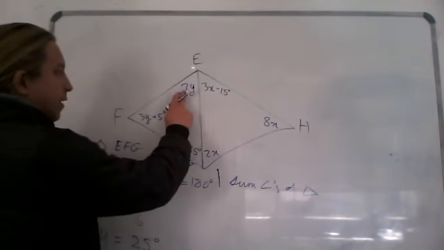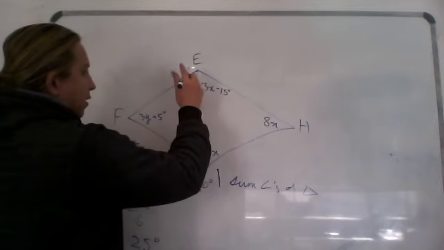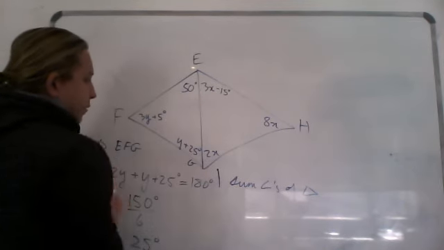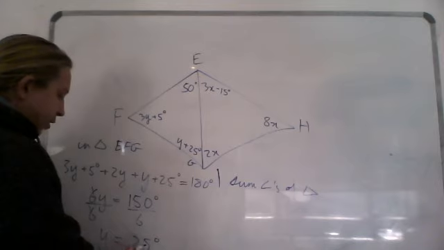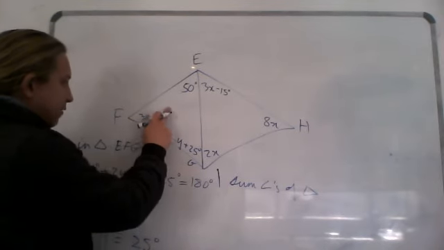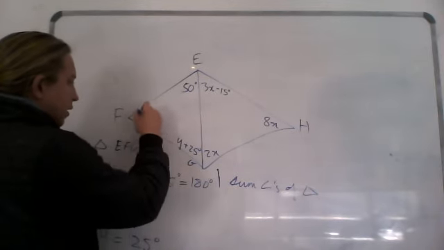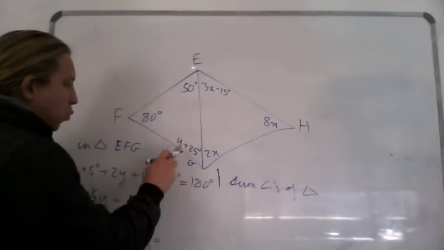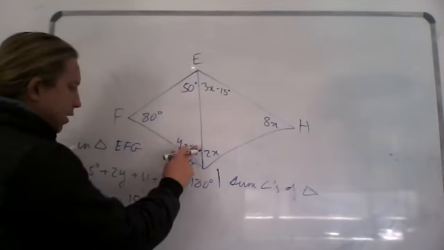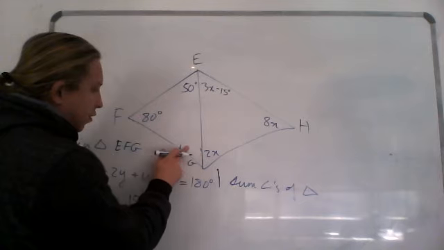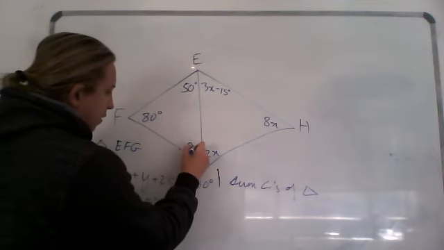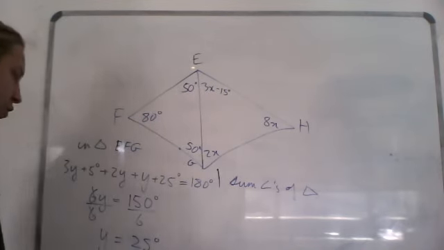y equals 25, so 2y is going to give me an angle of 50 degrees. 3y is going to be 75 plus 5, which is 80 degrees. y plus 25, that's 25 and 25, which will give us 50 degrees. Okay, cool. Let's do the x's.